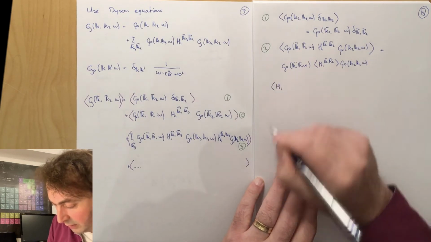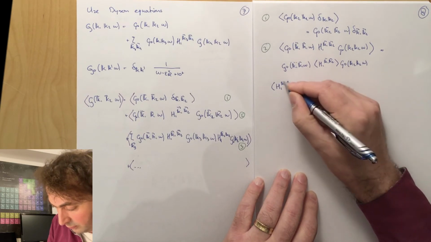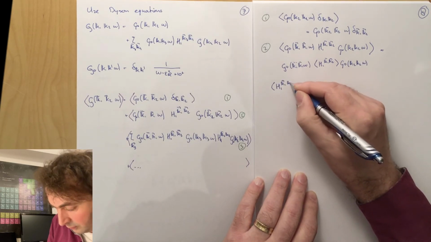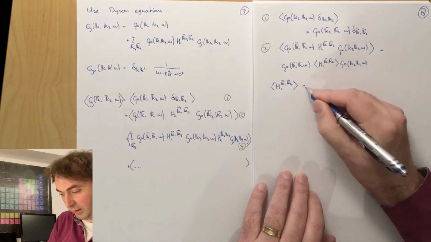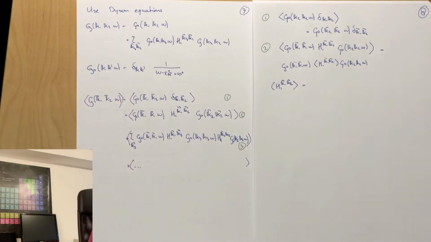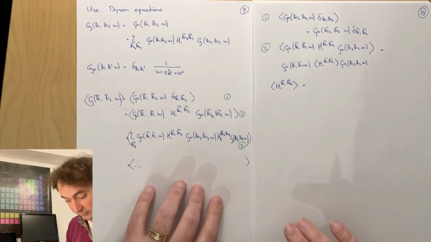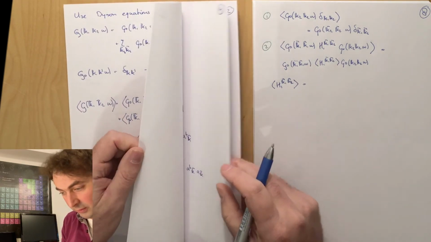Now, if you want to calculate this expectation value, then we can have a look at the definition of that Green's function. Which should be here.